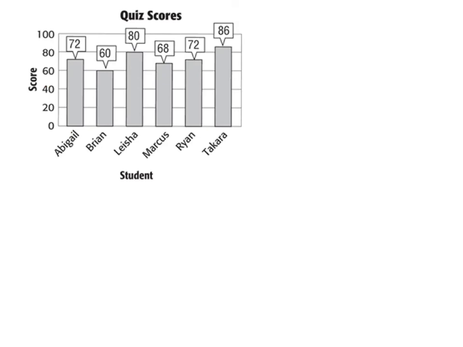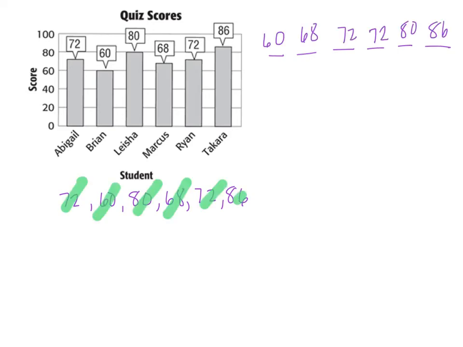All right, here we have a bar graph, and they were nice enough to put the numbers on there for us. So I'm going to go ahead and just write those down. All right, count them. 1, 2, 3, 4, 5, 6. Okay, we're all good. So the first thing I'm going to do is draw 6 lines. 1, 2, 3, 4, 5, 6. And I'm going to put them in order from least to greatest. All right, they're in order from least to greatest.